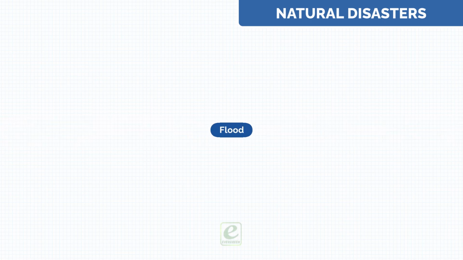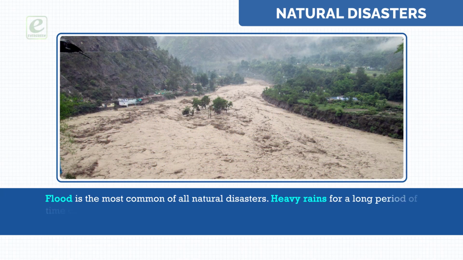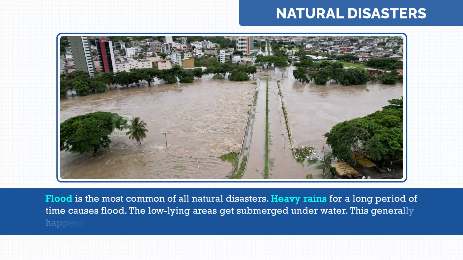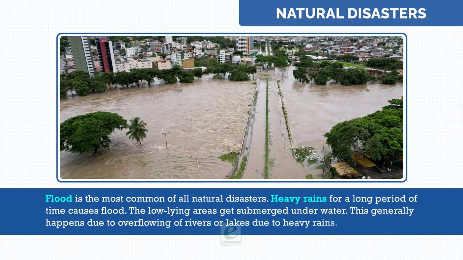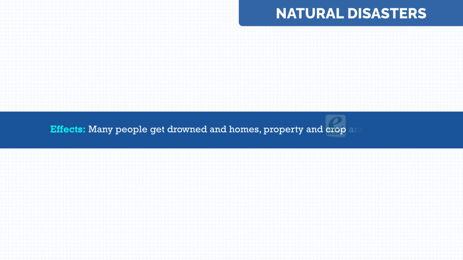Flood. Flood is the most common of all natural disasters. Heavy rains for a long period of time causes flood. The low-lying areas get submerged underwater. This generally happens due to overflowing of rivers or lakes due to heavy rains. Effects. Many people get drowned and homes, property, and crop are destroyed.